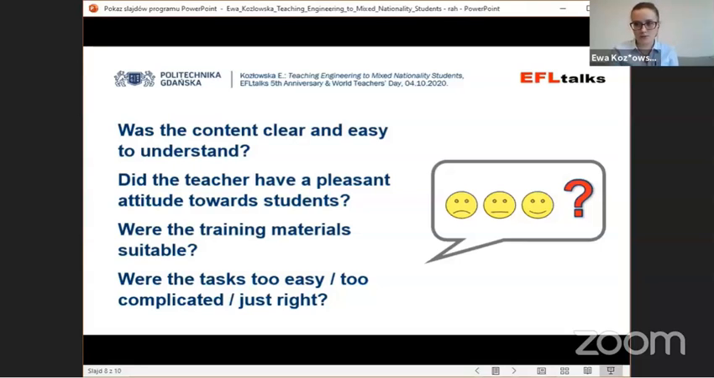Because we have so many cultural differences that we sometimes don't even realize that some students might have felt uncomfortable. Another question is to ask, were the training materials suitable, and were the tasks too easy, too complicated, or just right?